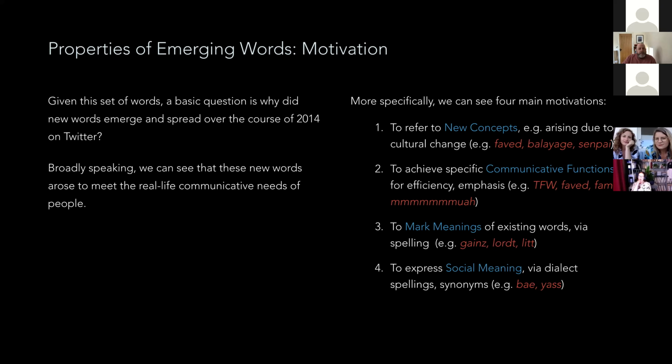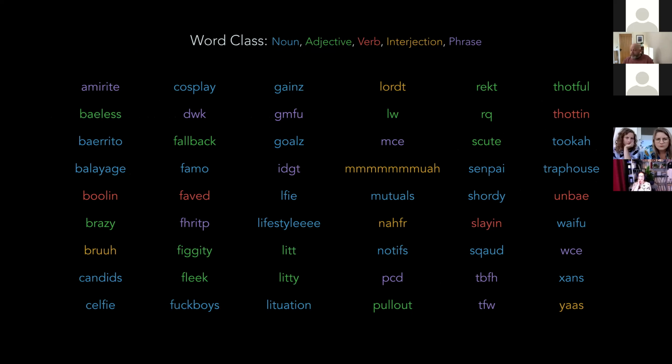They get used here to mark social groups, social meaning, social identity, and that includes both dialect spellings and then these synonyms. I think these four things are broadly pushing new words here. We can also look at these structurally. So here they are classified by word class. We get nouns, adjectives, verbs, interjections, and crucially these whole phrases.